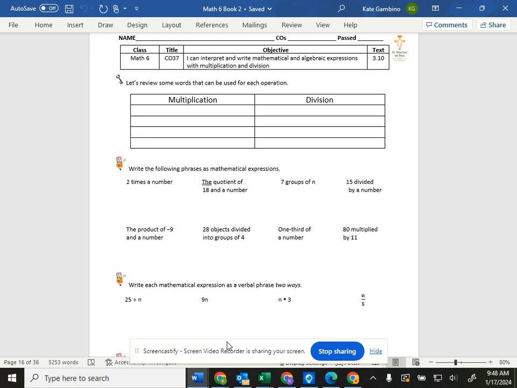So it's very similar to yesterday's objective. Yesterday we did adding and subtracting. Today we're doing the same thing but with multiplying and dividing. So just like yesterday, we need to know which words stand for multiplying and which words stand for dividing. So let's fill in our table. Just like with yesterday's, you can put this table on your help sheet when it's time for the test. They will help us know which operation we should be writing out for our expression.